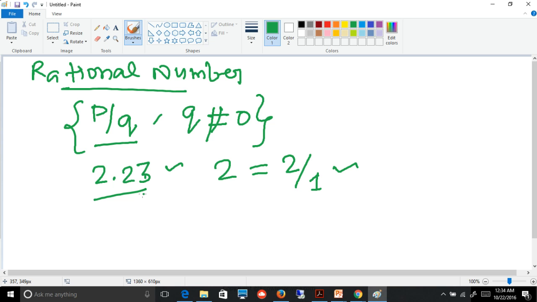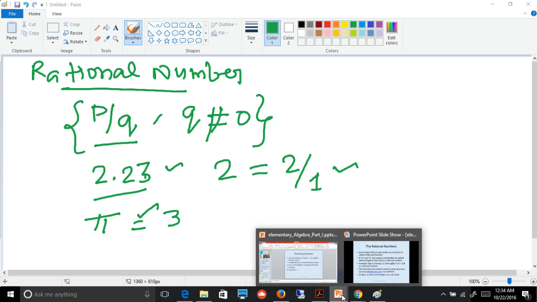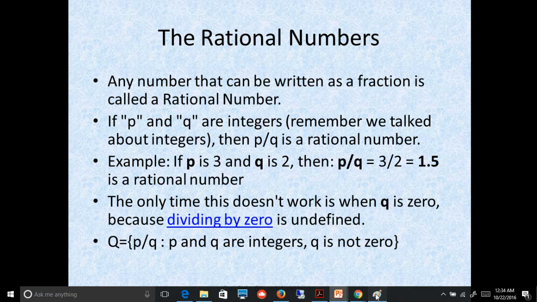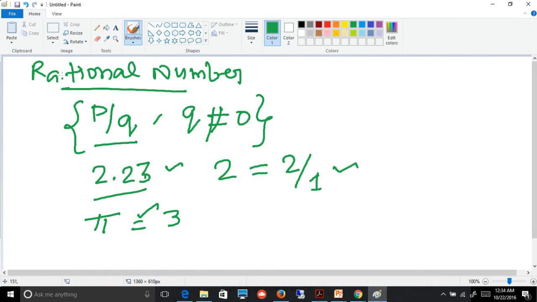And pi is also a rational number. Remember it. Sometimes they ask in general knowledge, what is this pi? Pi is also a rational number. Its value is, sorry, not. Pi is irrational, so it is not a rational number.